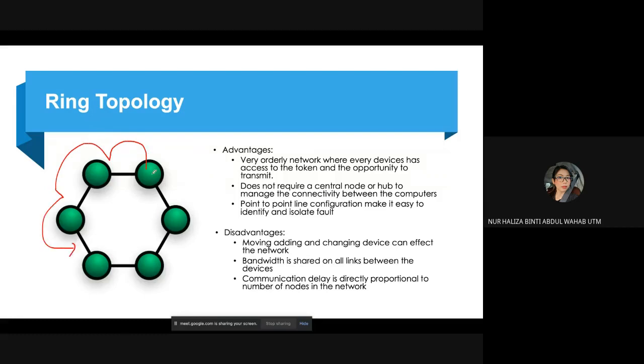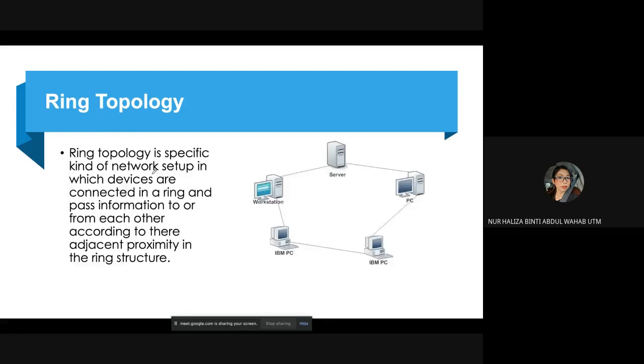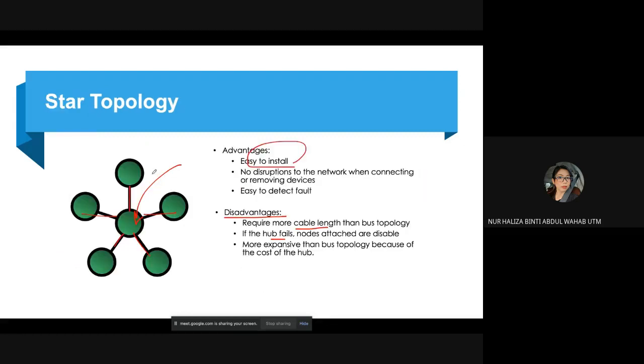Instead, if you compare it to the star topology, you have a direct connection. Let's say from A I want to go to B, I have a direct connection. From A I want to go to C, I have my direct connection. From A I want to go to D, I have my own direct connection.